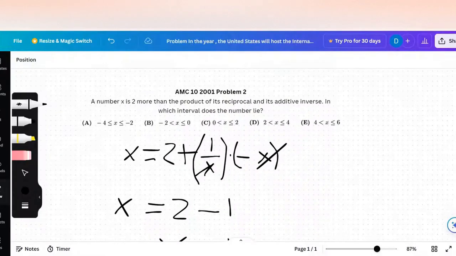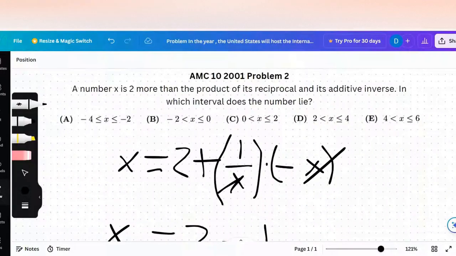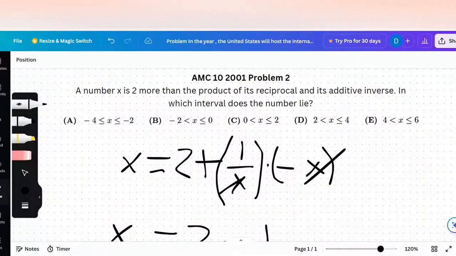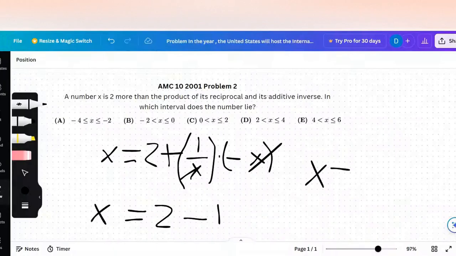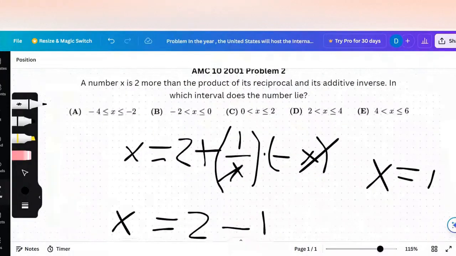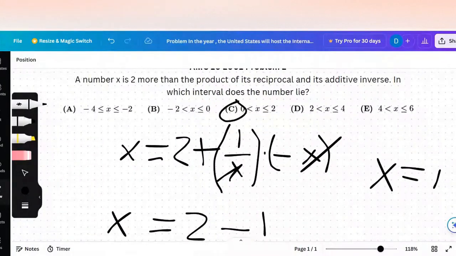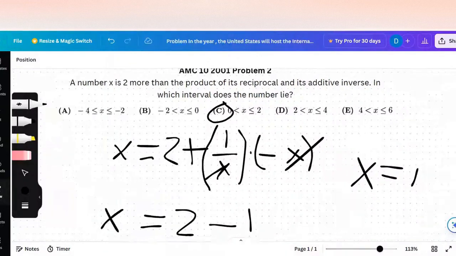So we have 5 answer choices here, and we have to pick the best choice. And since we already know that x is 1, the best choice is easily C, because that's the only one that includes 1.